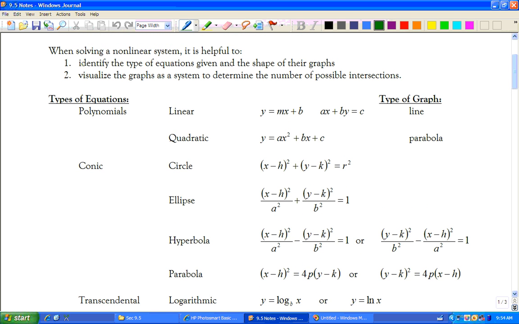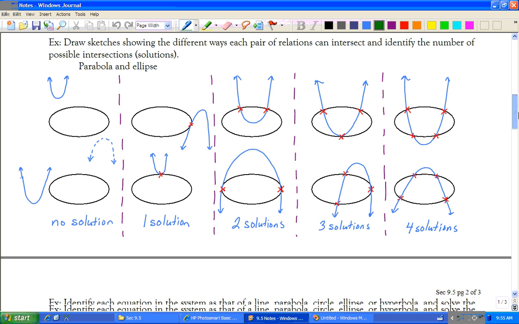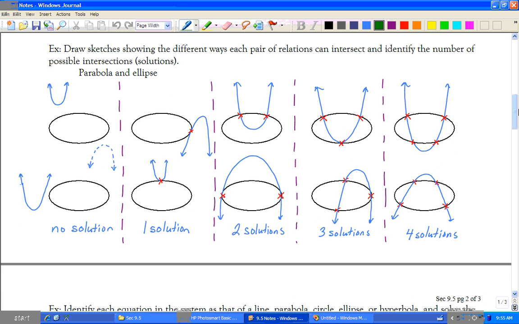So back up here at the top, when solving a nonlinear system, sometimes it's helpful to identify the type of equation you are given and the shapes of the graphs, and then visualize those graphs to figure out the number of possible intersection points, which would be your solutions. If we take a look down here, I have this one worked out, but we'll go through it. It says, draw sketches showing the different ways each pair of relations can intersect and identify the number of possible intersections, which are the solutions.